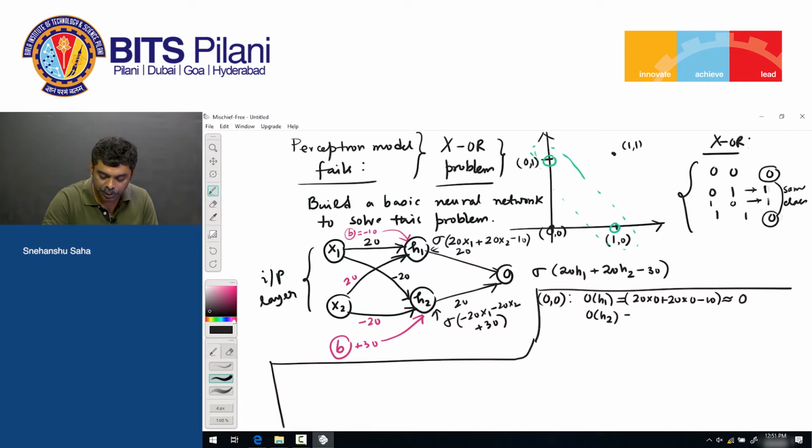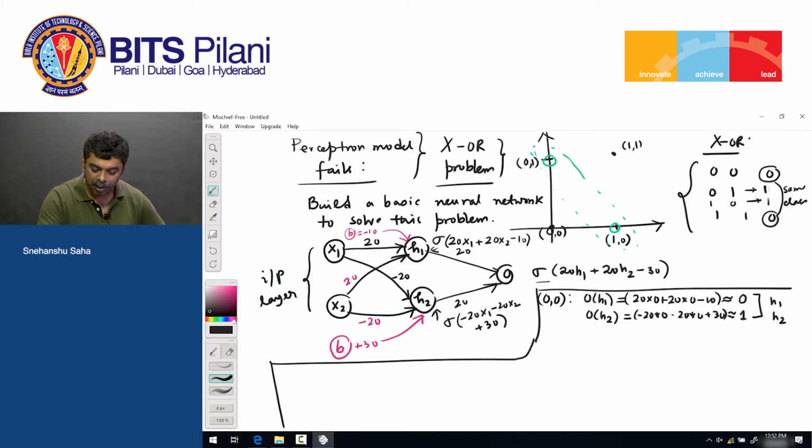Now what about OH2? OH2 is nothing but minus 20 times 0, minus 20 times 0, plus 30. So what do you get? You get a positive number, correct? Because this is minus 0, 0, plus 30. You get a positive number. Now this is the input that you are going to use from the hidden layer to the output layer. So these are the values of your H1 and H2.